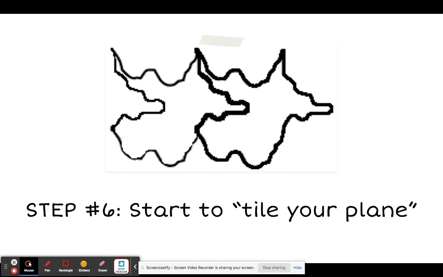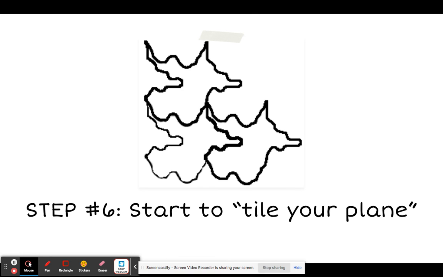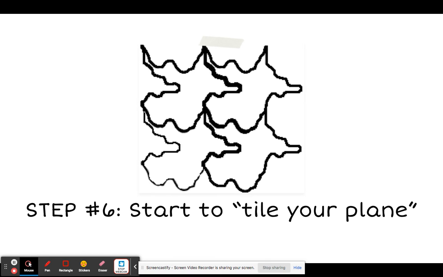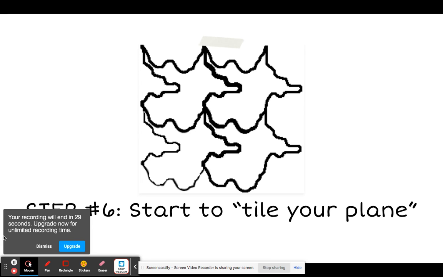So next you'll start to tile your plane. What you're going to do is match these up. You're going to trace onto a sheet of paper the shape that you just made. Then you're going to shift it over so that it lines up, and you're going to trace the second one, and then the third, and then the fourth, and you're going to keep tracing until you fill up an entire sheet of paper.